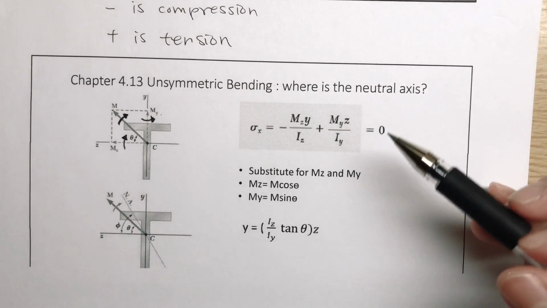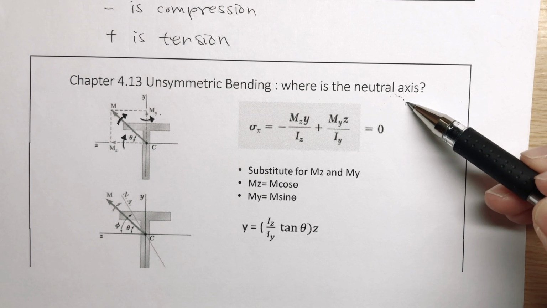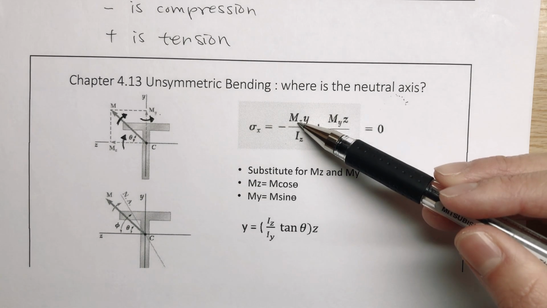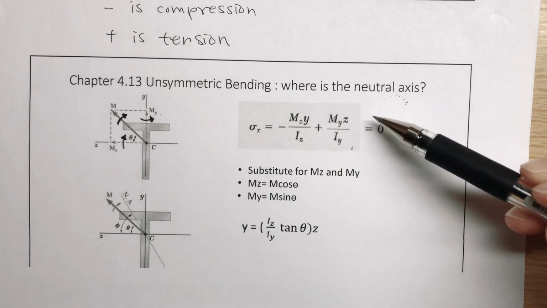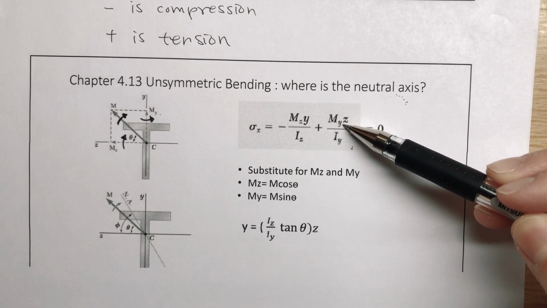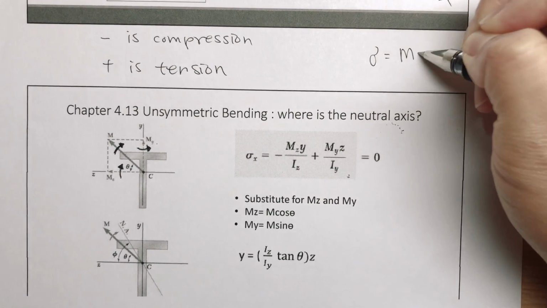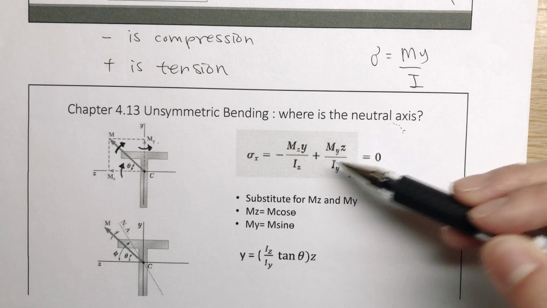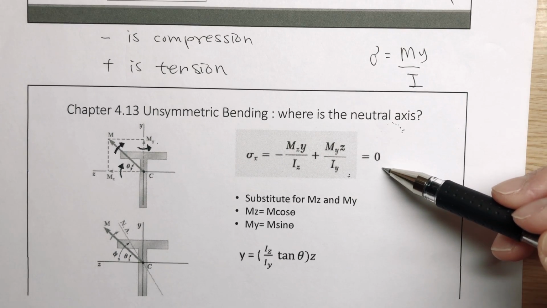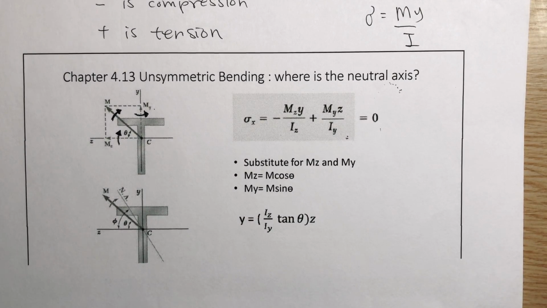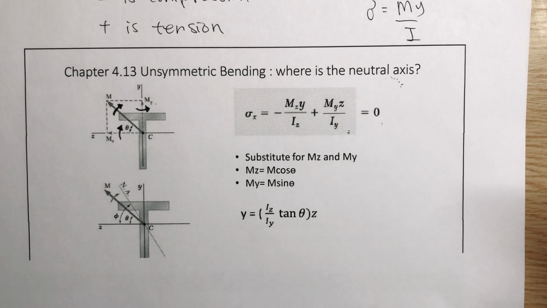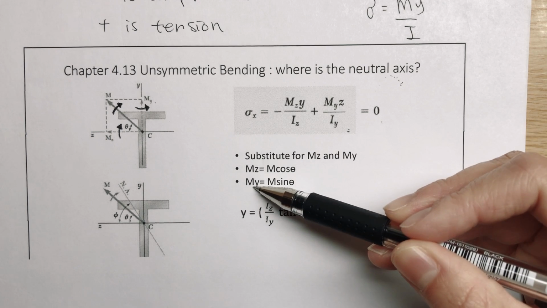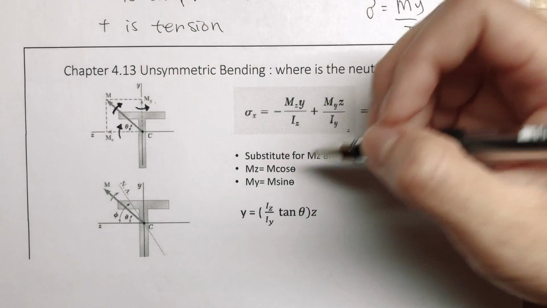Okay, where is the neutral axis? How do we find where the neutral axis is? This is the equation for stress. This is from the moment about the z-axis. This is from the moment about the y-axis. You remember stress equals My over I. So you have two terms because you broke it up into two components. We're going to make that stress term equal to 0. That's how we find the neutral axis. Okay, substitute. We're in slide 10 now. So we're going to substitute moment about the z-axis equals M cosine theta, and moment about the y-axis equals M sine theta.